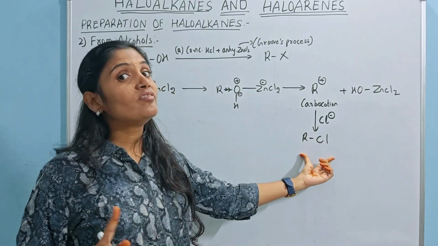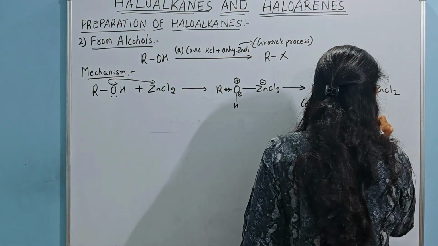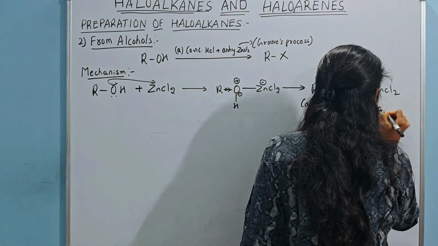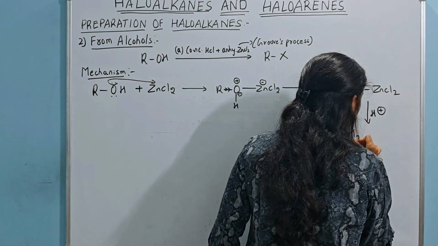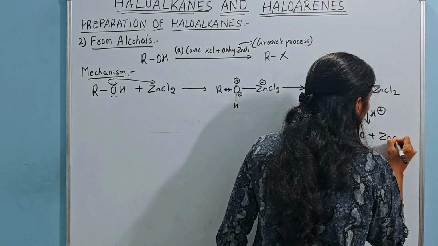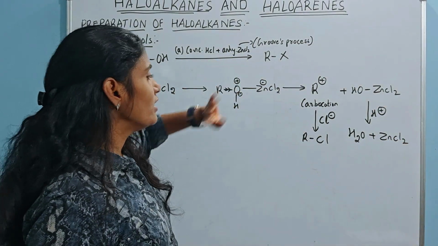So I can call it a nucleophilic substitution reaction. You also have H plus from here. So what will I get? This H plus will react with OH, forming H2O, and I have my ZnCl₂. Clear? So I got back my anhydrous ZnCl₂.